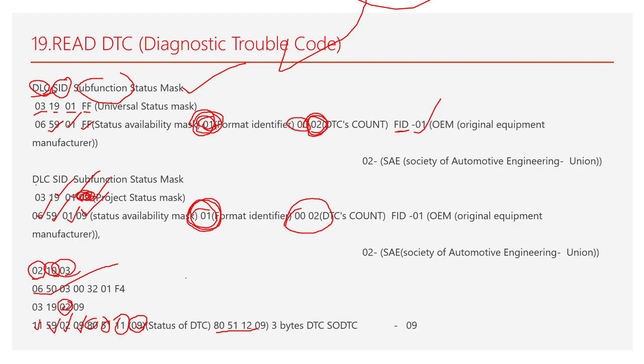So I get two DTCs. See here, I have taken two DTCs, right? This is the DTC1 output, and this is the DTC2 output. Each DTC is 3 bytes. How many bytes? 3 bytes. Each one is 3 bytes.